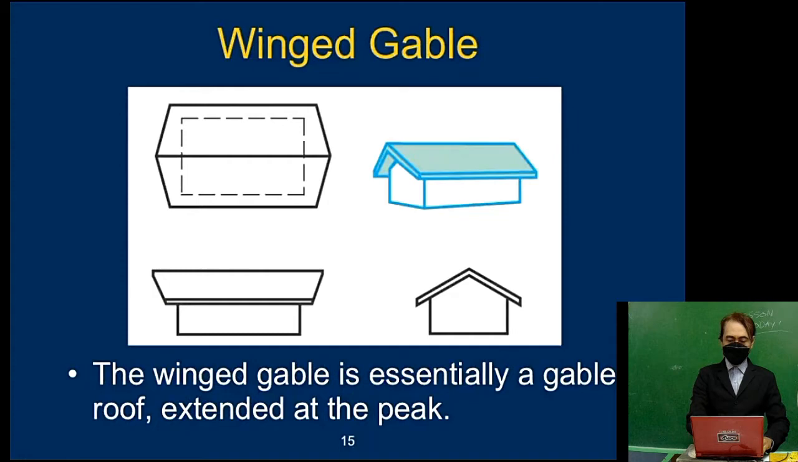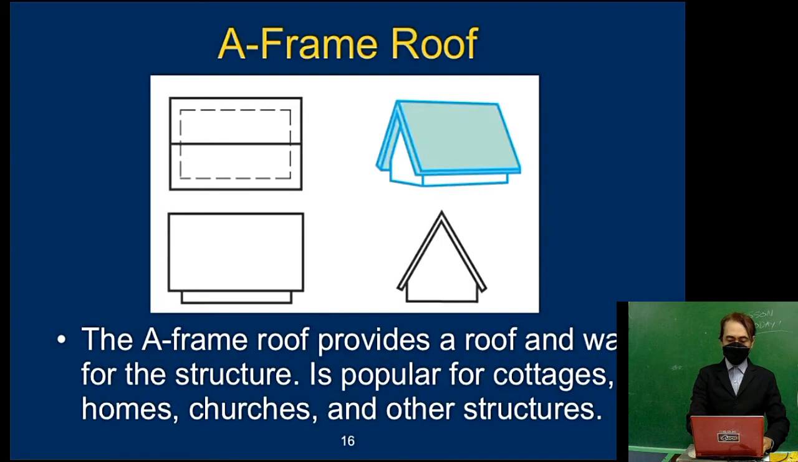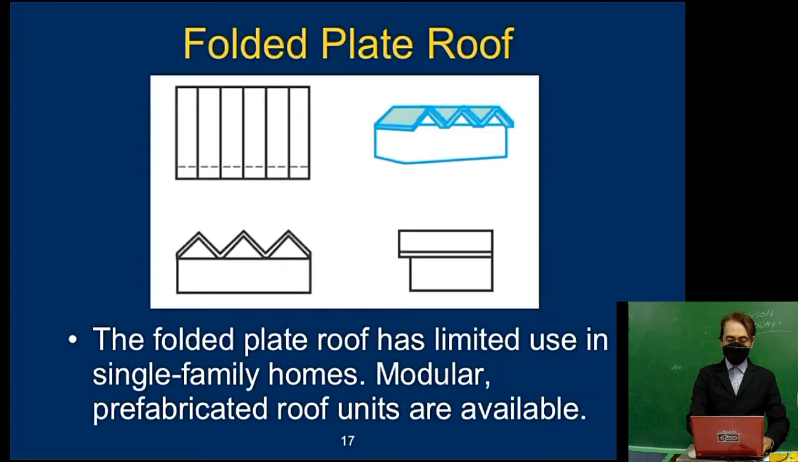Wing gable roof. The wing gable is essentially a gable roof extended at the peak. A-frame roof. The A-frame roof provides a roof and walls for the structure. It is popular for cottages, homes, churches, and other structures.